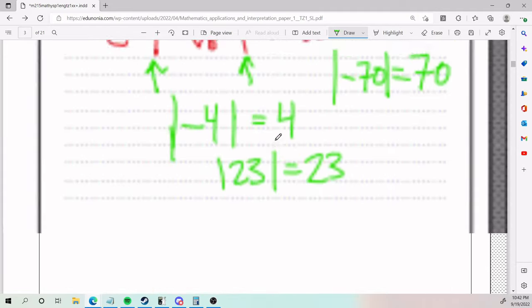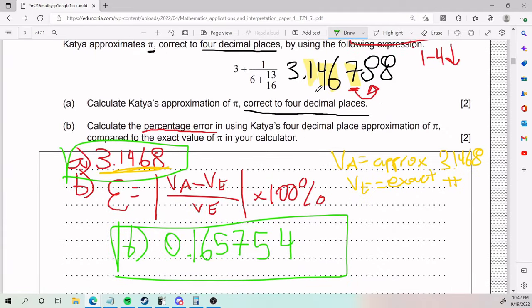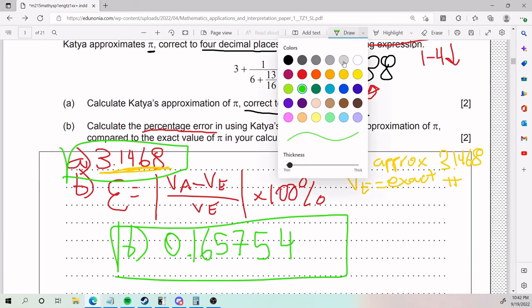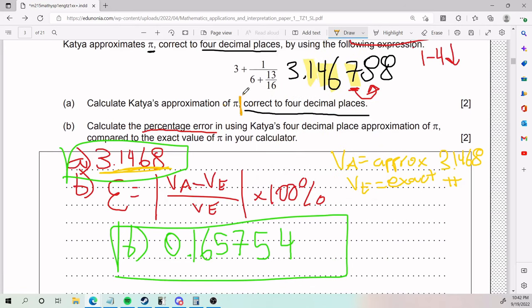My advice here would really be to be conscious of how the rounding works when they ask for correct to four decimal places and stuff like that, same with significant figures. And anytime there's a word that you don't understand, realize that it's a keyword. See, percentage error, don't freak out. Is it in your formula booklet? There's more in there than what you think.